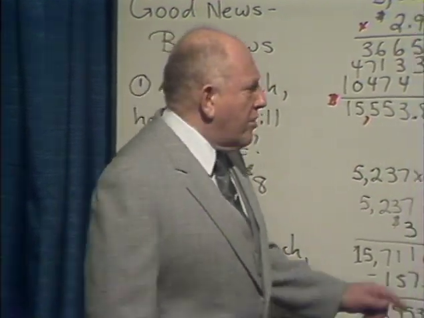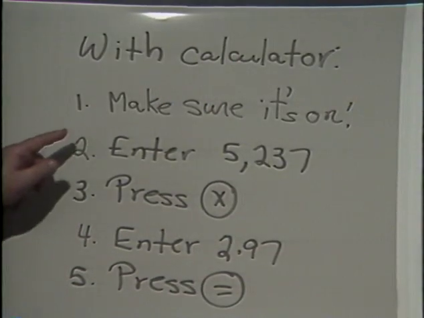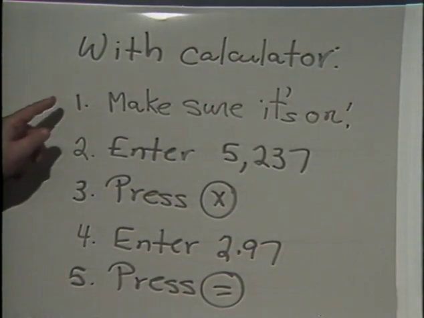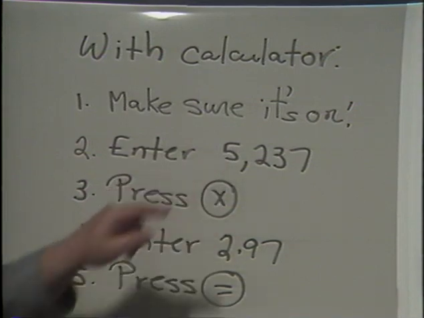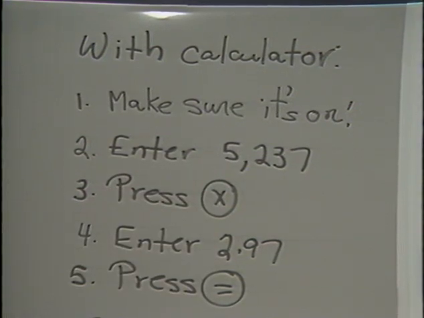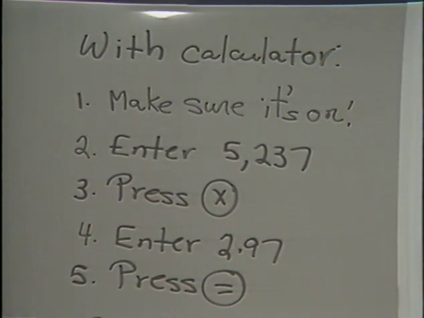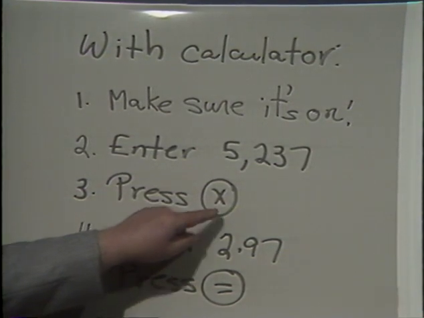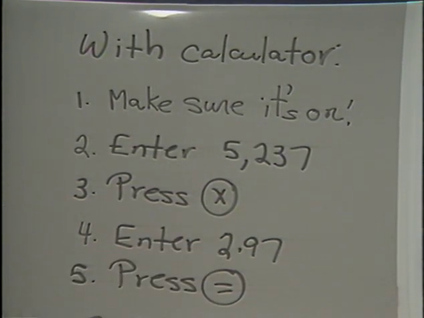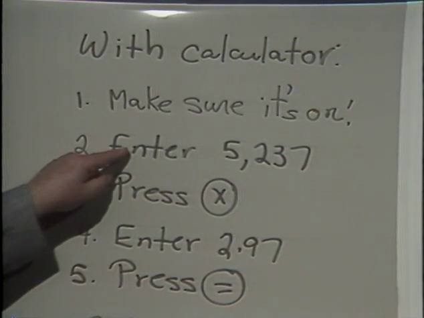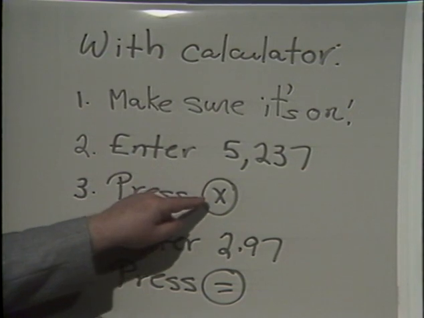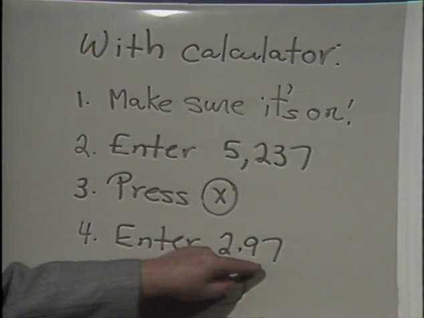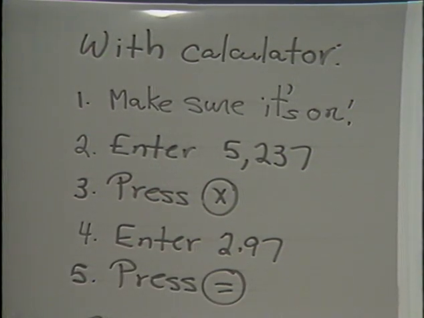You see, in doing this problem on the calculator, all I would do, well, always make sure the calculator is on, of course. Enter the first number you want to multiply, the 5,237. Notice there's no dollar sign. You're going to have to keep track of the dimensions yourself. Then press the multiplication button, the one with the times sign. Then you enter 2.97. See, so far what you've done is the equivalent of 5,237 times 2.97.